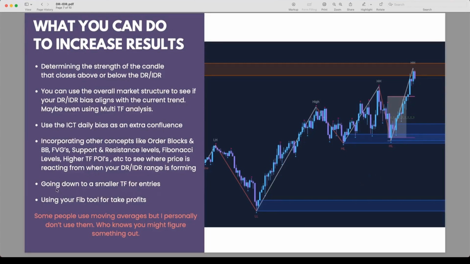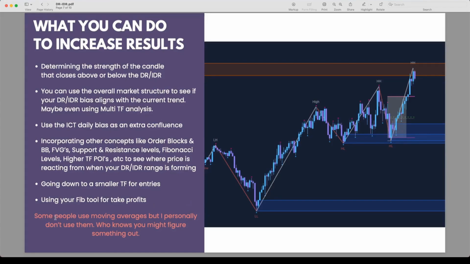And then next thing is going down to a smaller time frame for entries, and I'll actually show you an example of what I mean in a minute. But you can go to a smaller time frame to find your entries and even increase your risk to reward that way. And lastly, you can use your Fibonacci tool for take profits. I'll also show you an example on this in a minute.